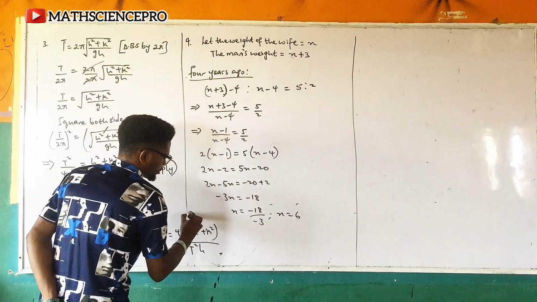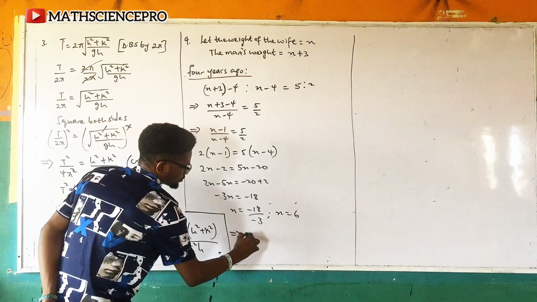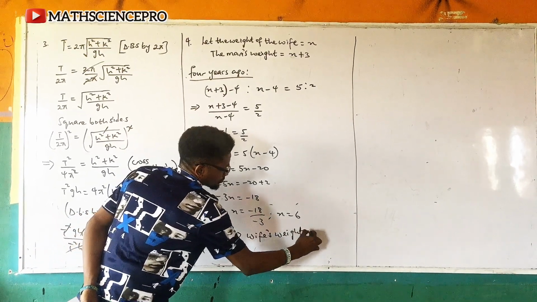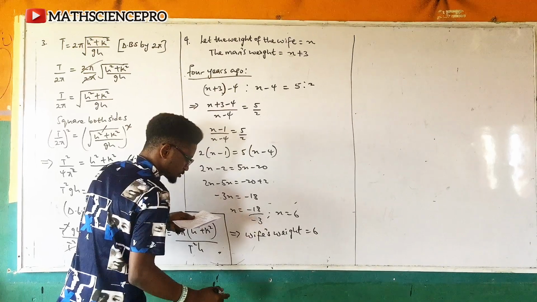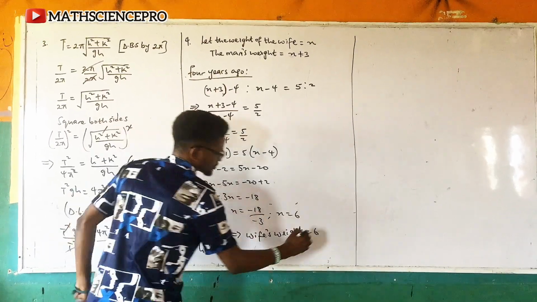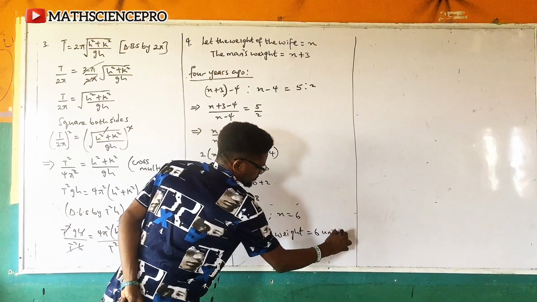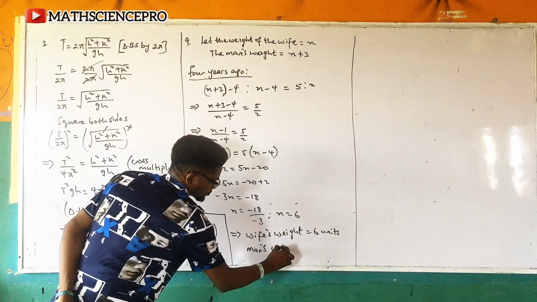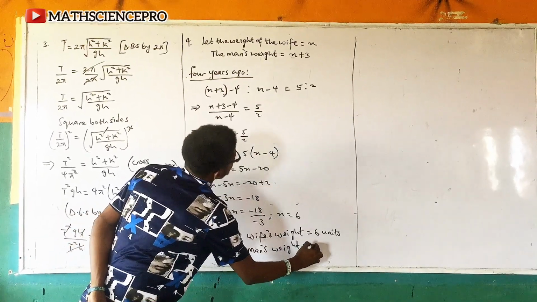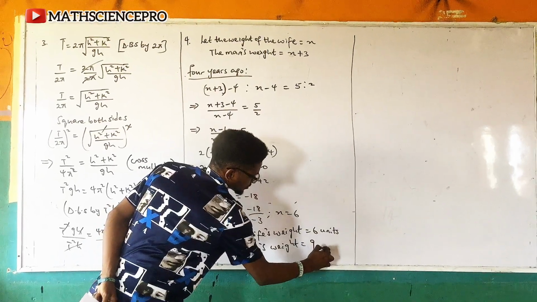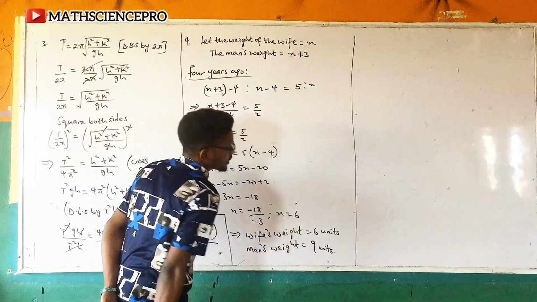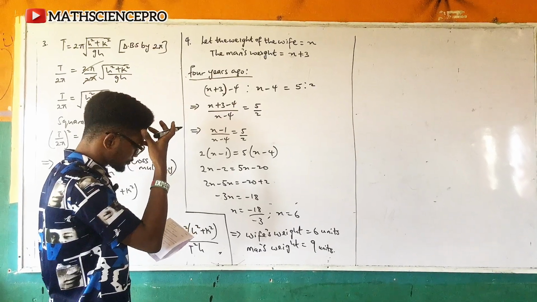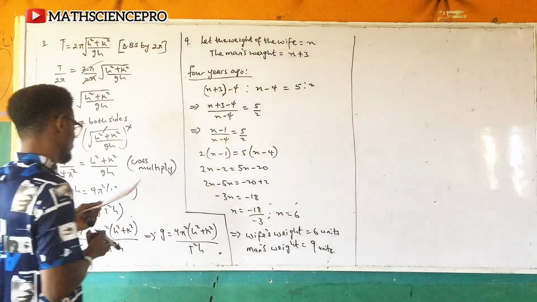This implies the wife's weight is 6. Is there any particular unit of measurement? No particular unit. I can just say 6 units. While the man's weight is going to be 6 plus 3. That's going to be 9 units. But there's no particular unit of measurement given to us in the question. All right, so that's that. We'll go to question 4.